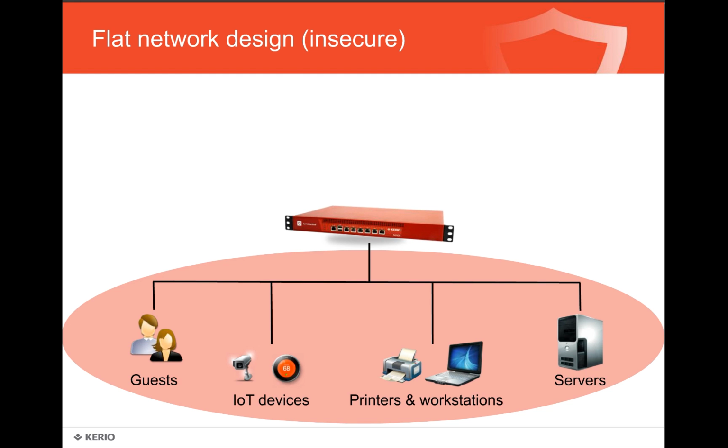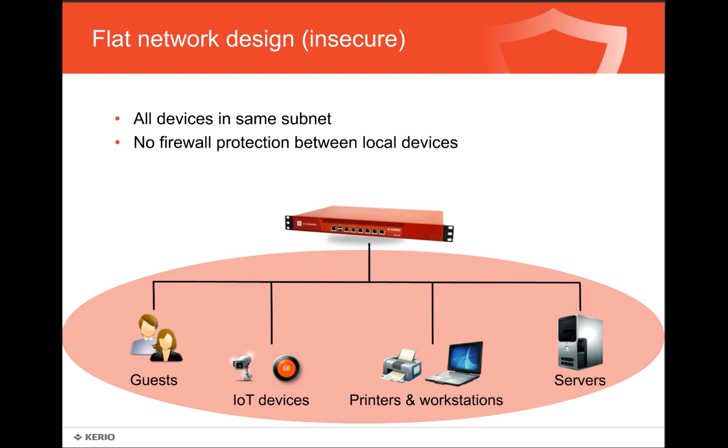A flat network means that all the machines are on a single flat design, which means all devices are in the same subnet and there is no firewall protection between the local devices. So, to give a concrete example, all the devices in your network are on the subnet 192.168.1.xx.